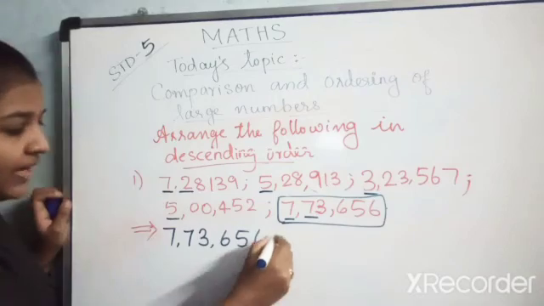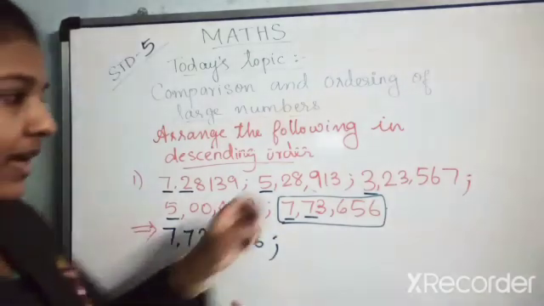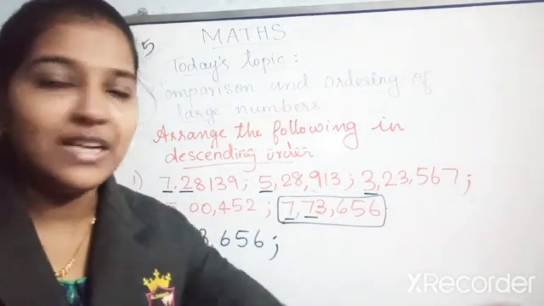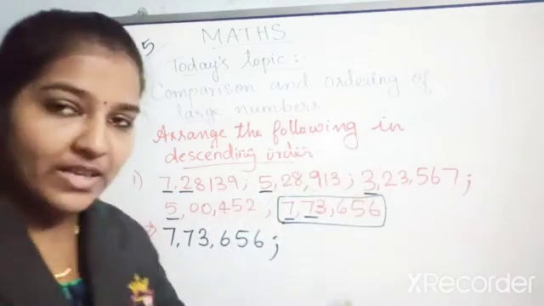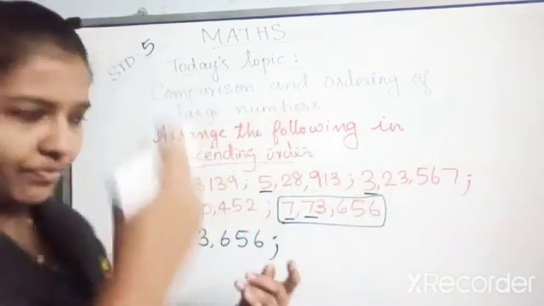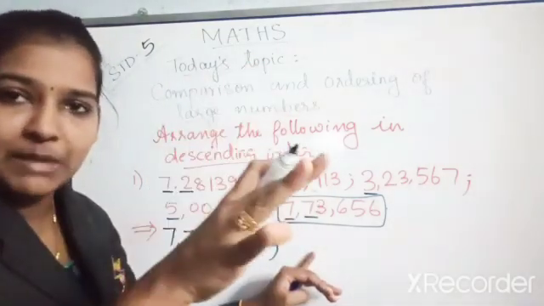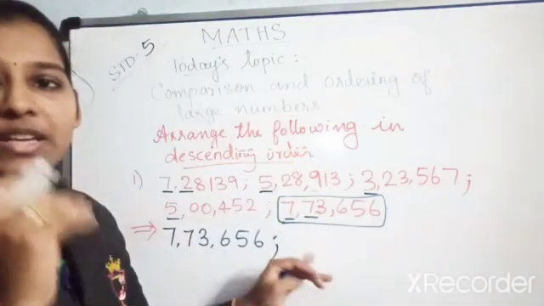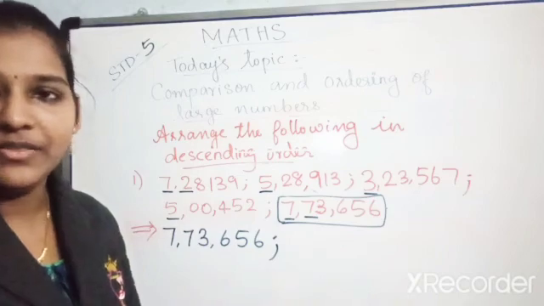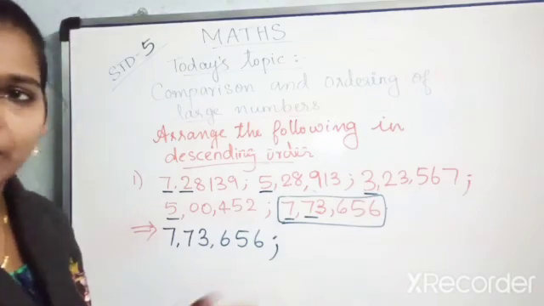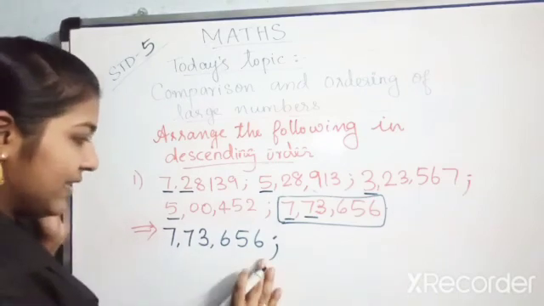And if you have any doubt in this, you can draw a place value chart, and then you arrange all the numbers one by one in the same place value chart, and then you can compare. Okay, and after that you can answer like this. Okay, so we got the first number.